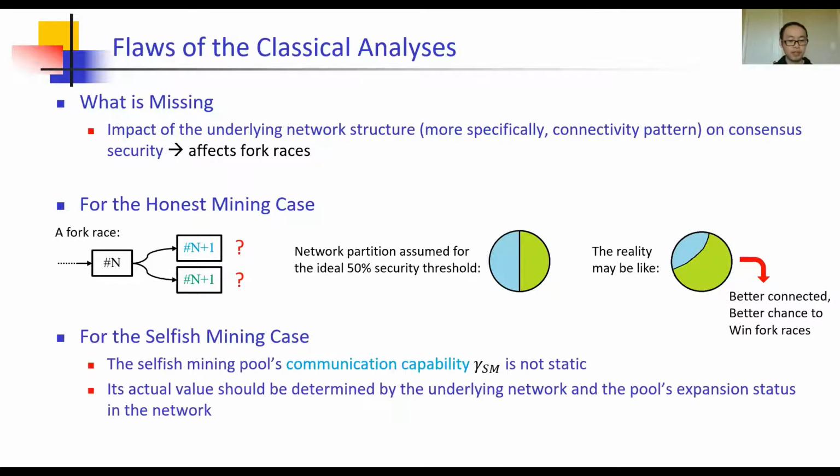As for the selfish mining case, the previous studies all consider the selfish mining pool's gamma as a fixed value. However, it really depends on the selfish mining pool's status in the network, and it should change as the pool continues to expand in the network.